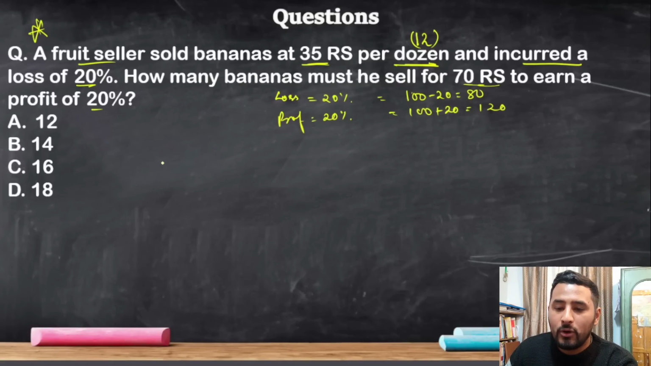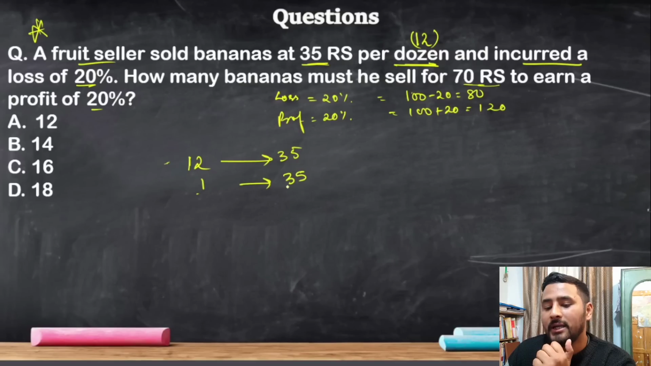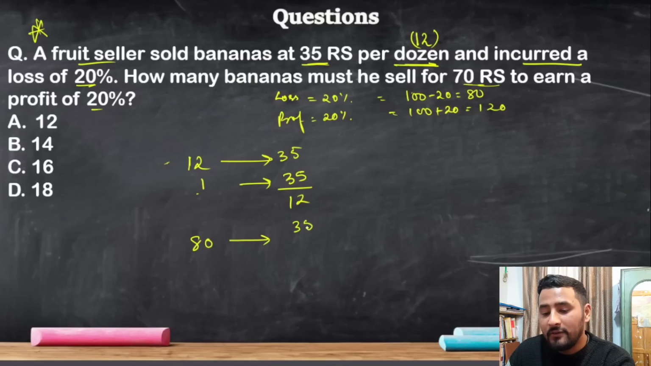Okay, now let us do the same. 35. So for 35 rupees for 12, one dozen, it is selling how much rupees? 35. For 1 will be how much? For 1 number only, 1. This is 12 numbers, and for 1 number it will be 35 by 12. Clear? Now incurred loss of 20%. Loss means what? 80, right? So to get the 80 items, he should do what? 35 by 12 into 80.